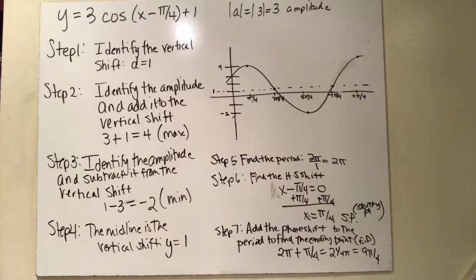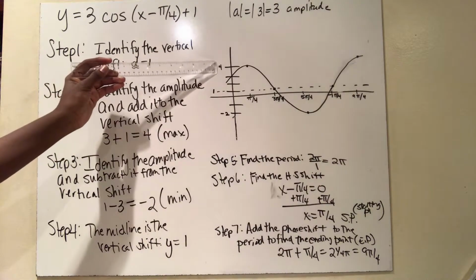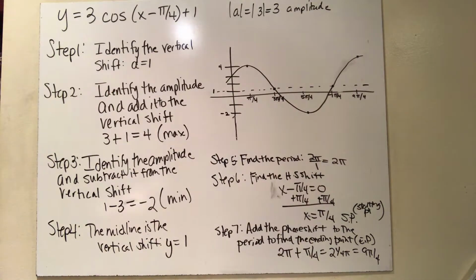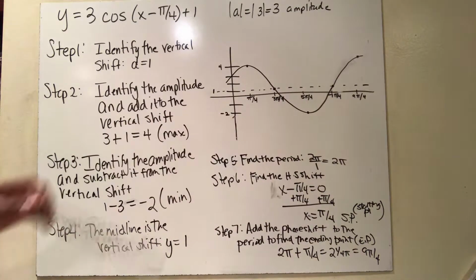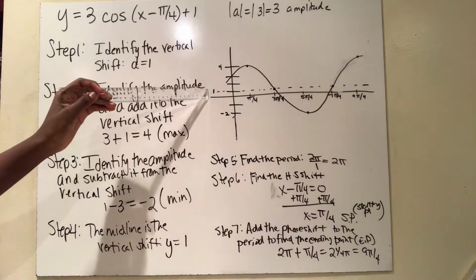Step 4, the midline is the vertical shift. So it's the halfway point between the max and the min. So that's going to be y equals 1. So I'm going to go to my graph. I'm going to plot 4, which is the maximum point, and also put negative 2, which is the minimum point, and then put a horizontal asymptote through the midline, which is the vertical shift.